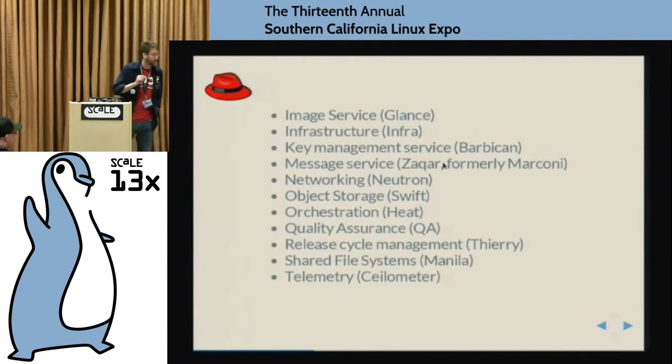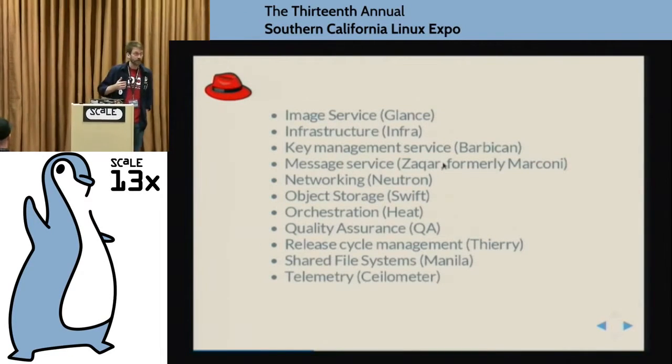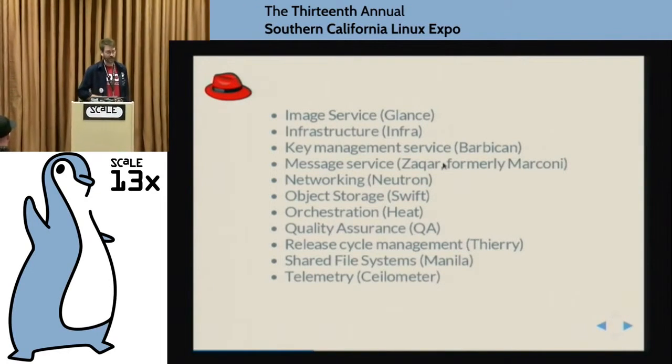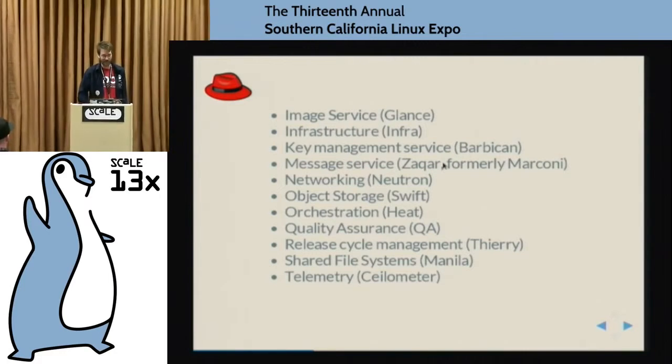Could you just comment on the name change for the message service from Marconi? The name change from Marconi to Zaqar was a trademark question. We were just asked to pick a different name. And Zaqar is the messenger of the gods in ancient Sumerian mythology. So it's actually a really cool name.